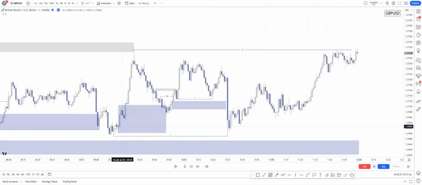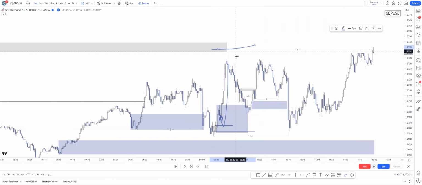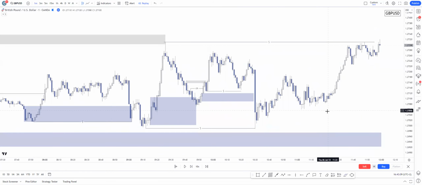I had a no tag on this entry POI. Price couldn't really manage to tag me in, and it almost hit my TP level. And after that, here was a no-go zone for me because I did not have enough criteria for that zone.